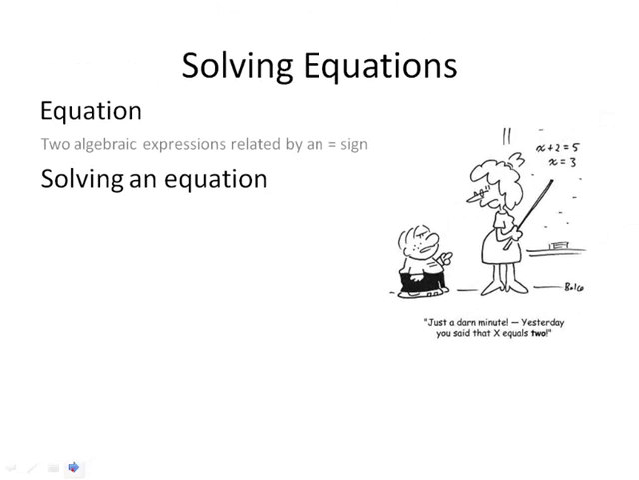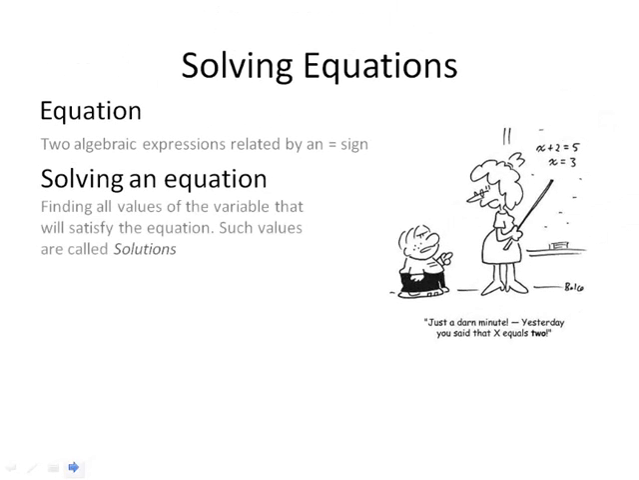Solving an equation really means to find all the solutions that will satisfy the equation. So all the numbers that can replace the variable. In this example here, x plus 2 equals 5, the question is, what can possibly be added to 2 to give 5? And in this case, there's one solution, and that is 3.